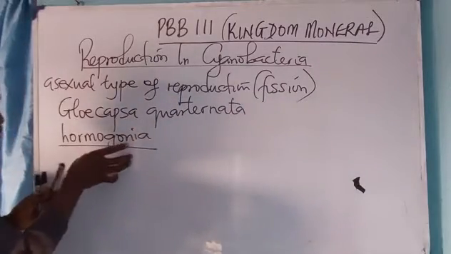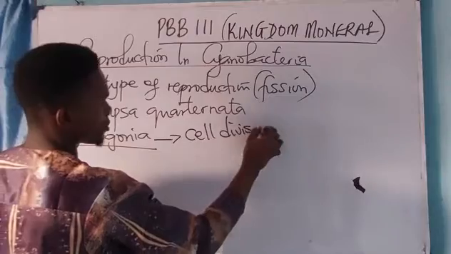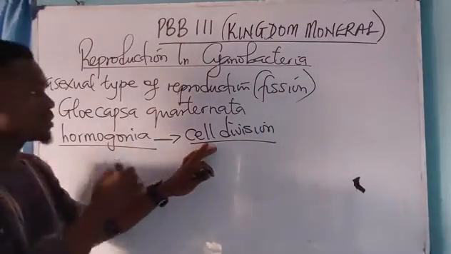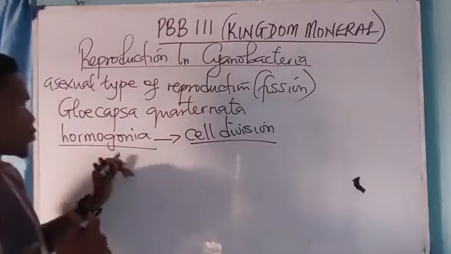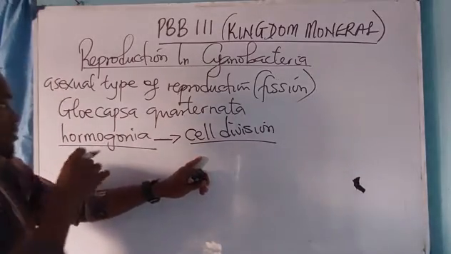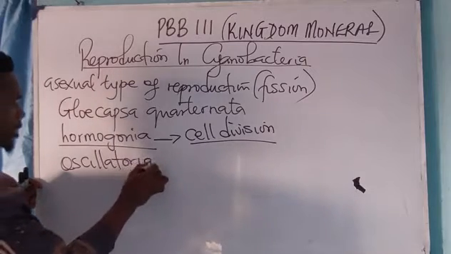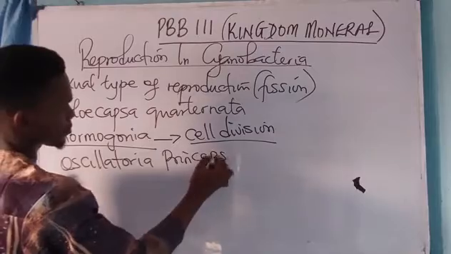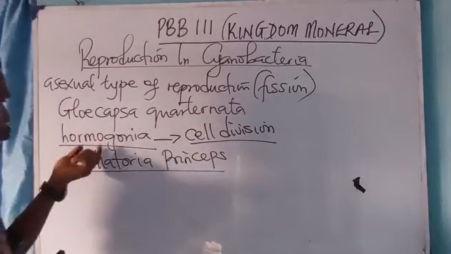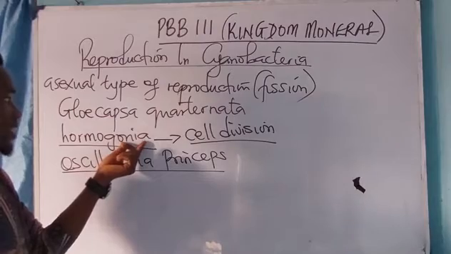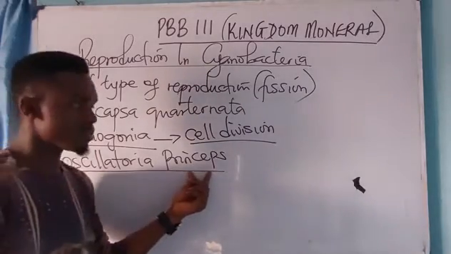These cells of the filament are formed through fragmentation. Now, this hormogonia has the ability to grow through cell division. Which of these has the ability to grow through cell division? A, heterocyst; B, akinete; C, hormogonia. Please, it is hormogonia. An example of an organism that uses this type of reproduction is the Oscillatoria princeps. Which means that the fragments formed through fragmentation are called hormogonia, and they grow through cell division. A good example of an organism is Oscillatoria princeps.